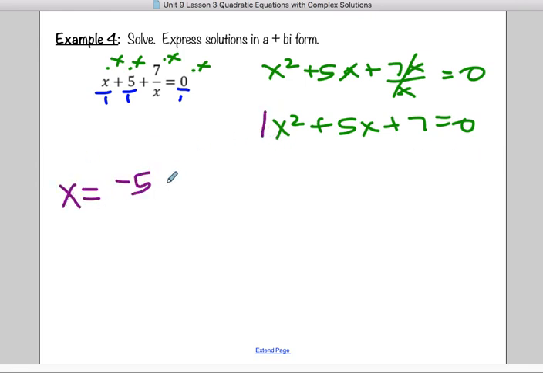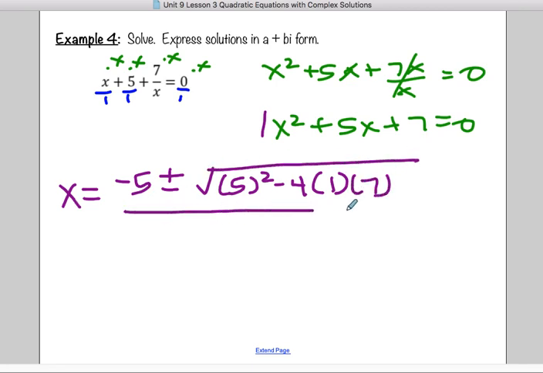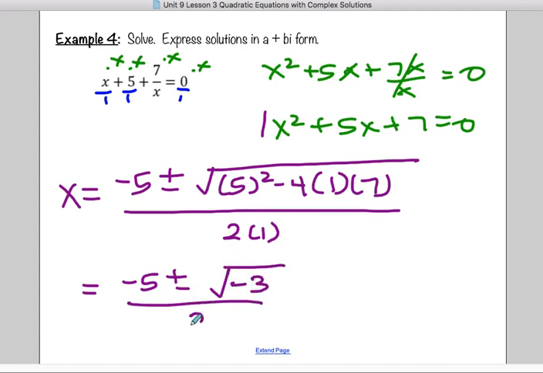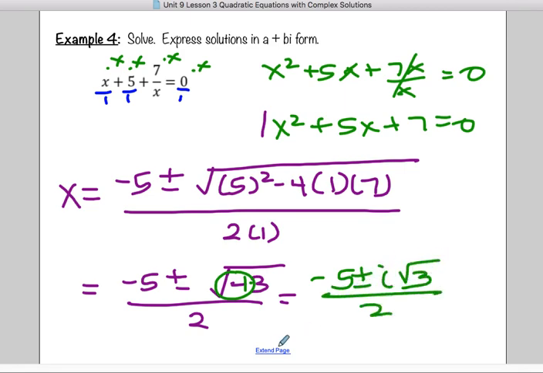x equals the opposite of b, so negative 5, plus or minus the square root of b squared minus 4 times your a term times your c term, all over 2a. So we got negative 5 plus or minus the square root of 25 minus 28, so negative 3, all over 2. The square root of 3 is not a perfect square, so I'm going to leave it as the square root of 3, but the negative in front is really negative 1. I'm going to write i. So this is really negative 5 plus or minus i square root of 3 all over 2.